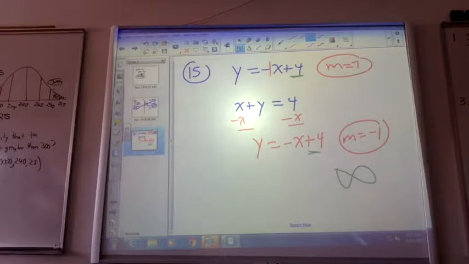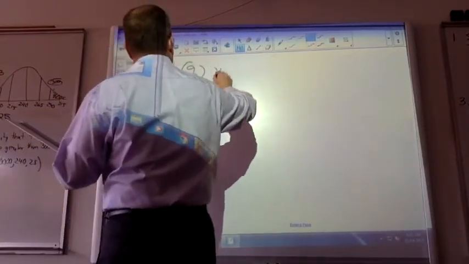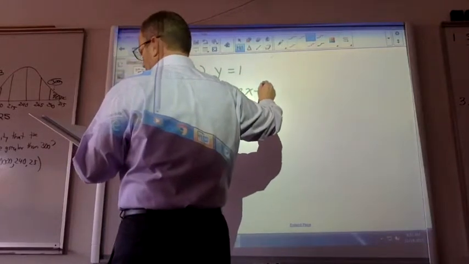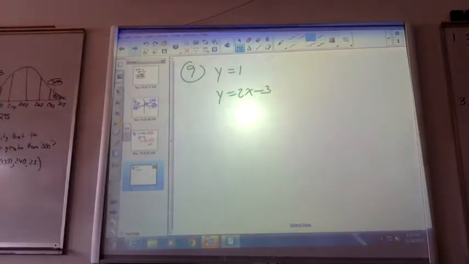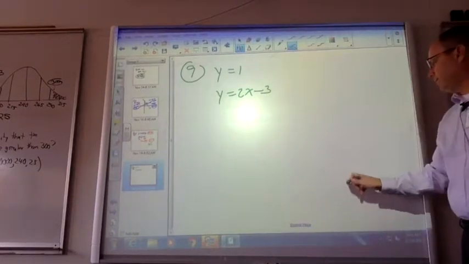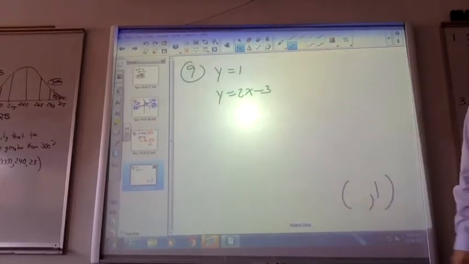Number 9. On the back, right? There might be multiple number 9s. You never know with what we do these days. So y equals 1, and y equals 2x minus 3. Okay. So here's kind of a nice thing that you can see on here real quick. What does y equal? y equals 1, right? So we already have part of our answer.